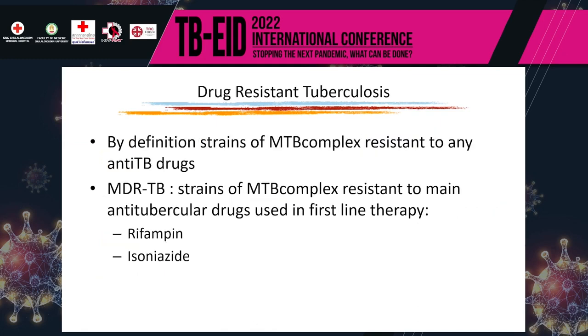How do we define drug-resistant tuberculosis? By definition, strains of MTB complex resistant to any anti-TB drug are defined as drug-resistant TB strains. MDR-TB instead defines strains of MTB complex that are resistant to the main antitubercular drugs used in the first-line therapy, such as rifampicin and isoniazid. If the MDR-TB diagnosis is performed with the GeneXpert or other molecular tests able to test only for rifampicin resistance, those strains are classified as rifampicin resistant.